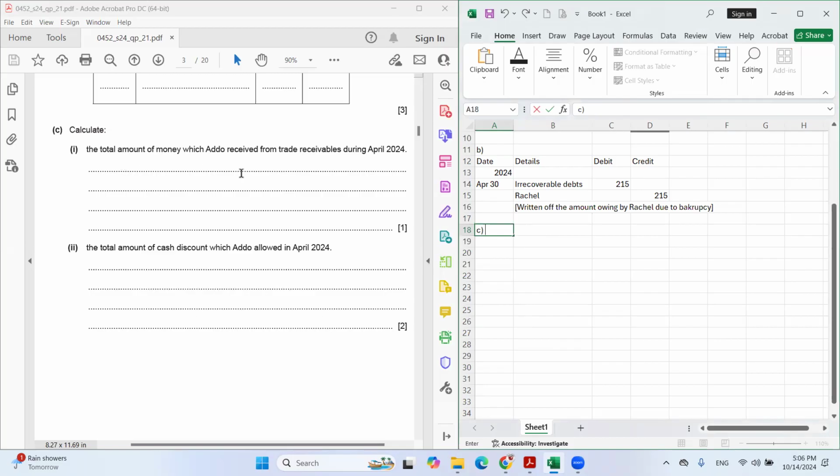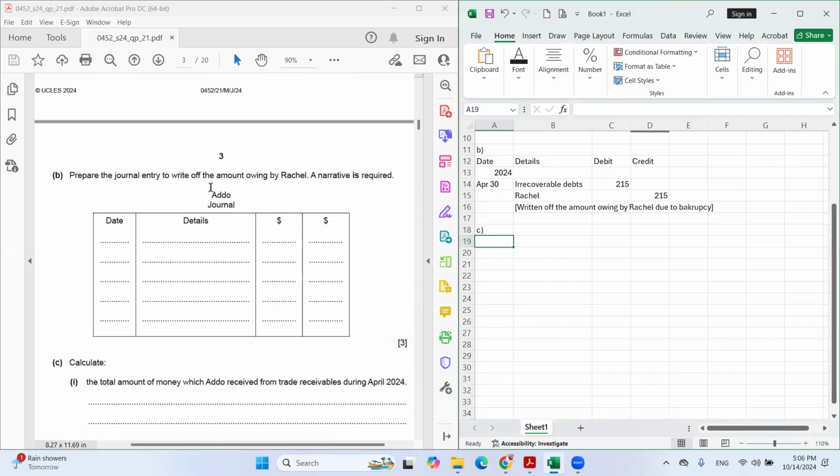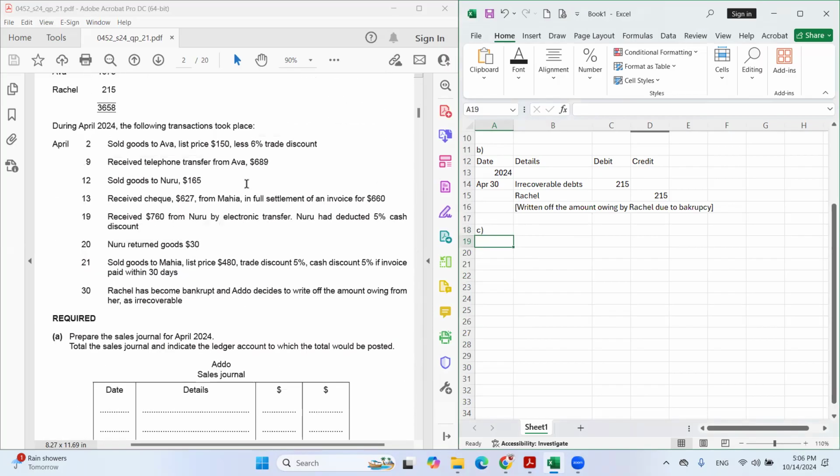The total amount of money which Aldo received from the trade receivable during April 2024. So let's see one by one how much was received. The first one, April 9. We can do the working to show it. April 9, what is the amount that we received? This one is from AWA. They didn't mention any discount, so we just take 689.